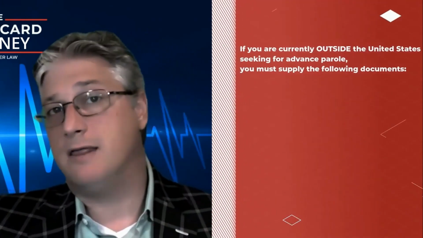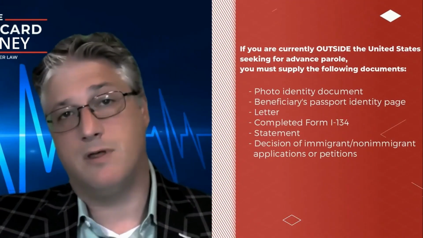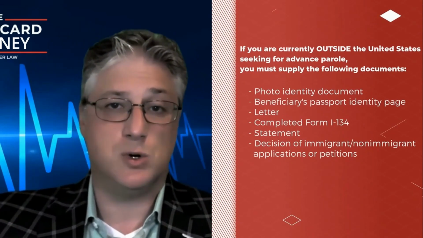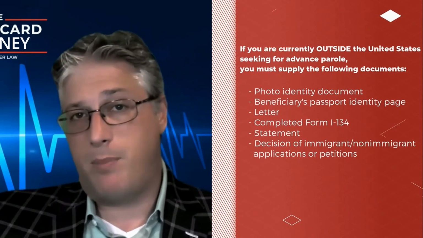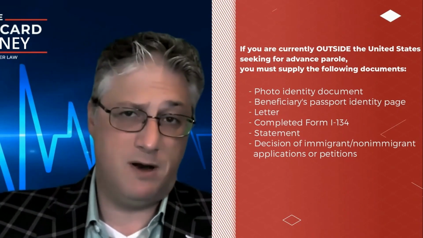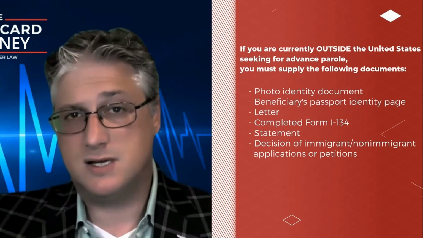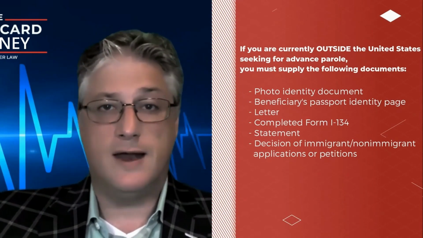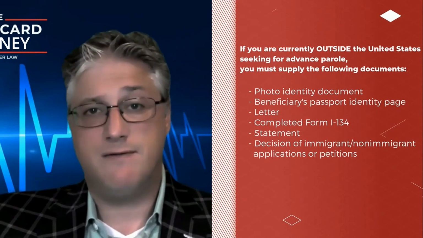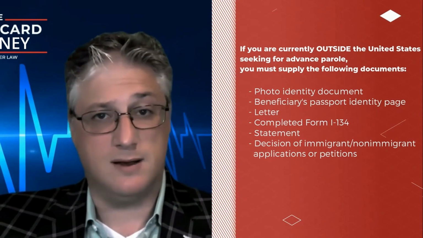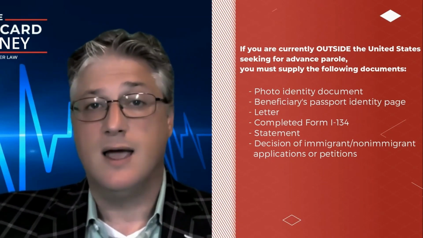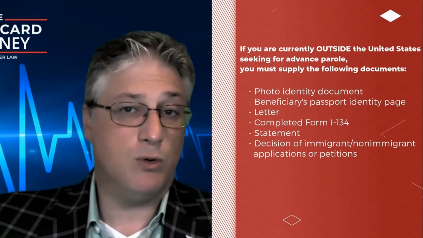If you are currently outside the United States and seeking advanced parole, you're going to need the following: photo identity document of the beneficiary, petitioner, or sponsor, the beneficiary's passport identity page that shows your photo, name, and date of birth. And for purposes of conversation, I'm assuming you are the beneficiary, meaning the person that wants the advanced parole is the beneficiary in this conversation. A letter that describes the urgent humanitarian or significant public reason why this should be granted. It's got to include the necessary documents for expedited handling and the beneficiary's parole duration.